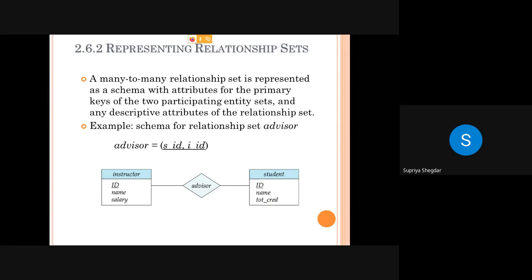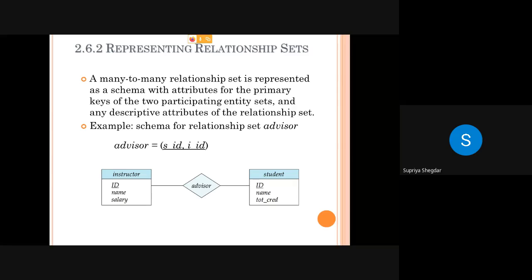Then the next one is representing the relationship set. Okay, if relationships are present in the ER diagram, then how do we reduce that relationship set? A many-to-many relationship set is represented as a schema with attributes for the primary key of the two participating entity sets and any descriptive attribute of the relationship set.